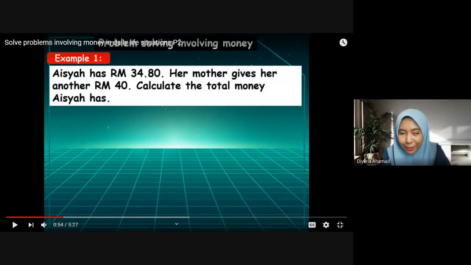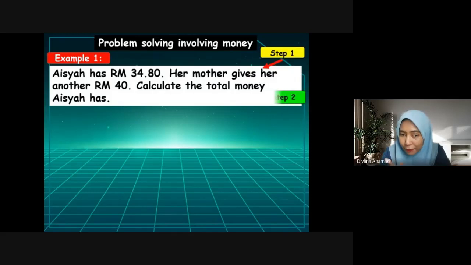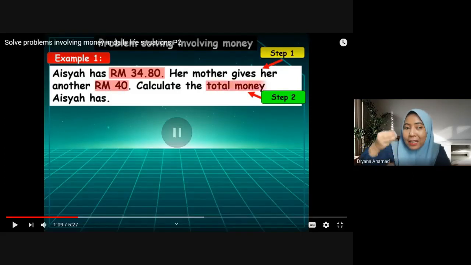Aisyah has 34 ringgit 80 cent. Her mother gives her another 40 ringgit. And then calculate the total money Aisyah has. So you already read, and then it's time for you to underline the keyword. First, Aisyah has 34 ringgit 80 cent. That is money. And then her mother gives another 40 ringgit. And the next keyword that you need to find is total money. You need to find the total of money.